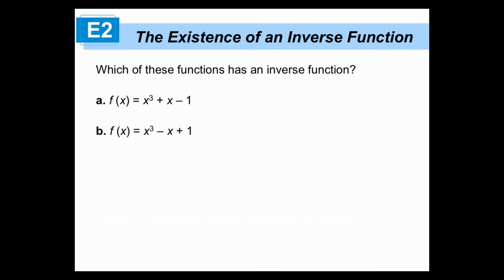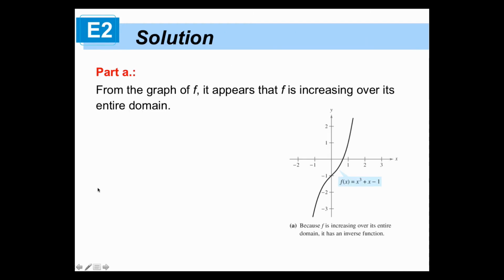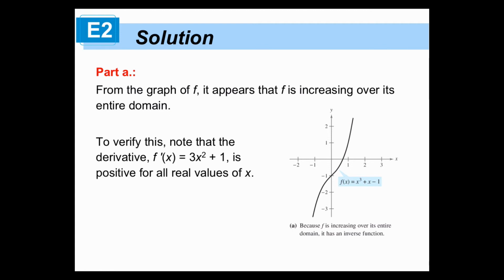So, what did you find? Function A does have an inverse function, B does not. So B doesn't pass the vertical and horizontal line test. There's part A. It is strictly monotonic. We don't know about its vegetarian status. Because it's always increasing, it has an inverse function.